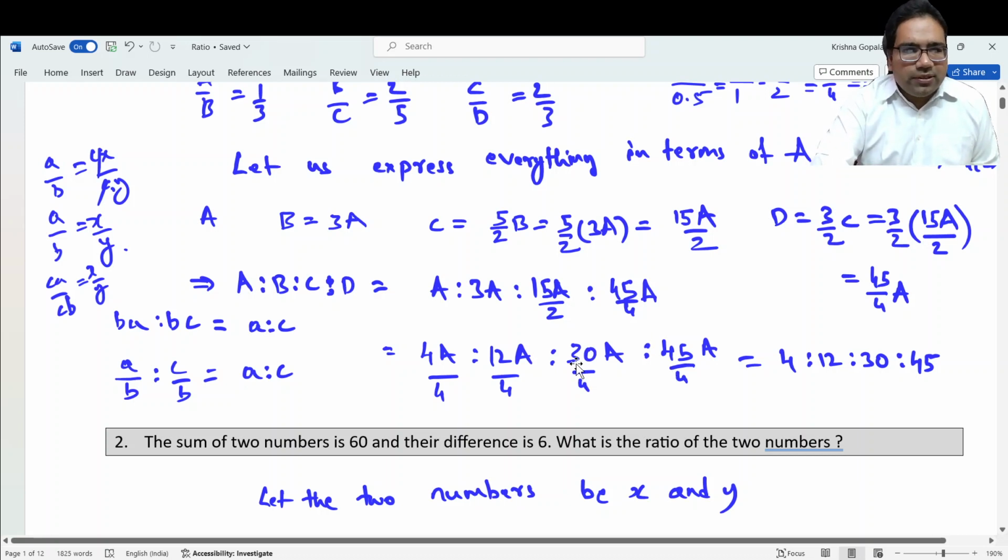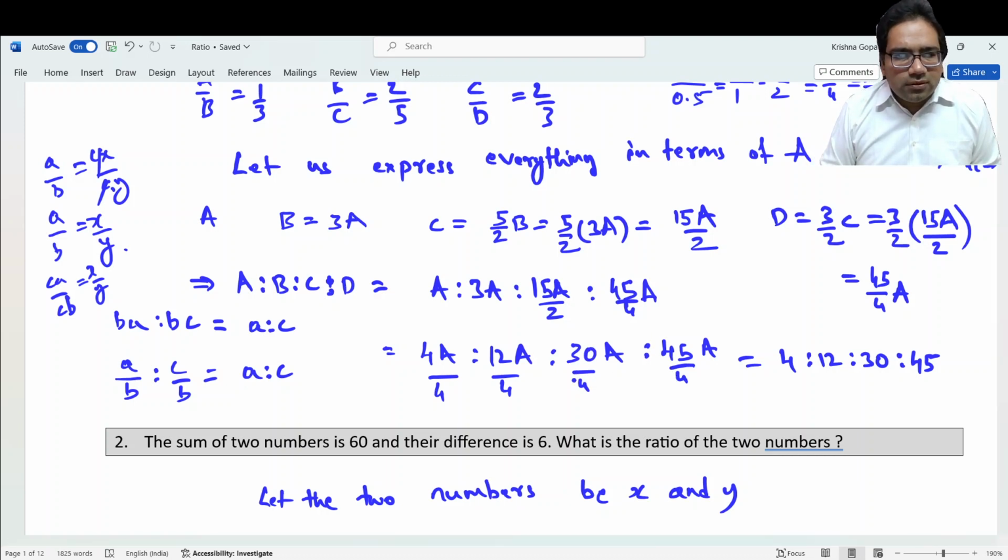Okay. When you multiply everything by 4, this becomes 4a. This becomes 4 into 3, 12a. This becomes 4 into 15a by 2, which equals 30a. This becomes 4 into 45a by 4, which becomes 45a. Now, 4a is to 12a is to 30a is to 45a.